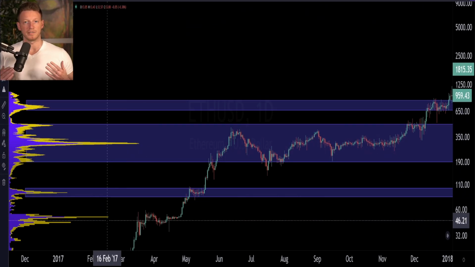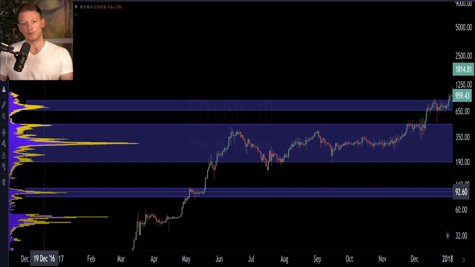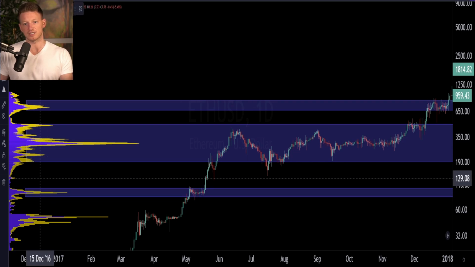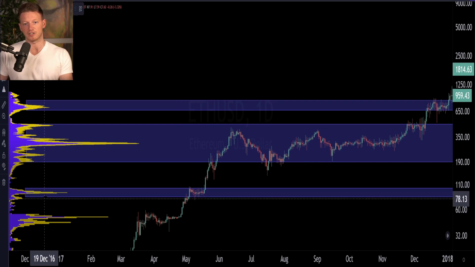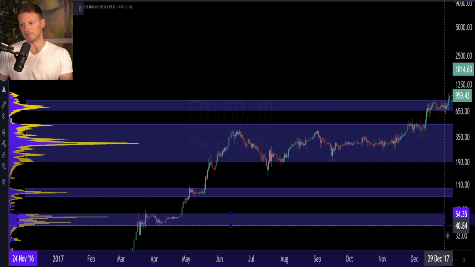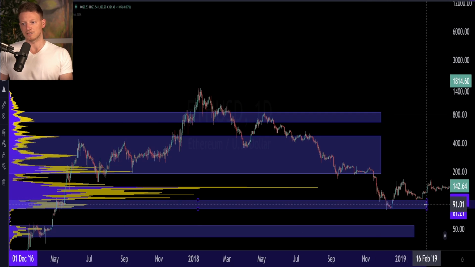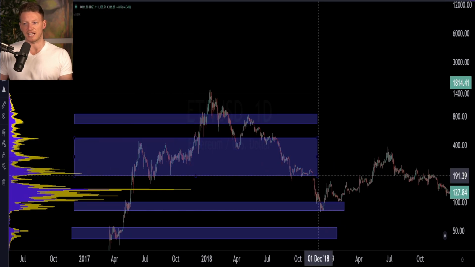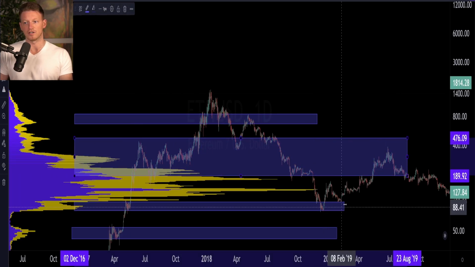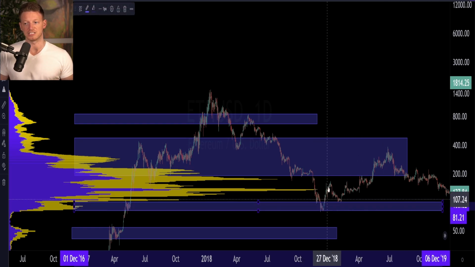Okay, so now recall what we said after this $200 level, where is our next area of support? And we'll just come back and look here. We have two of them. We have one down here, so realistically, it's about $100 down to maybe around $75. And then we have another one down here from $50 all the way down to $40. You can see that this third level actually acts as the area of support for the asset when we reach our maximum level of capitulation.